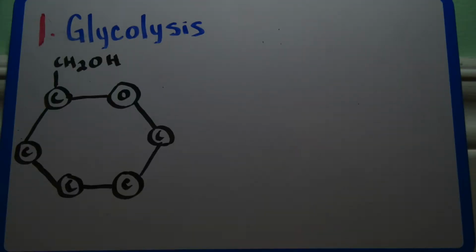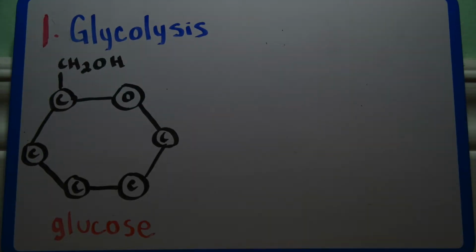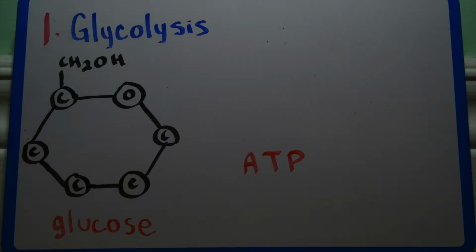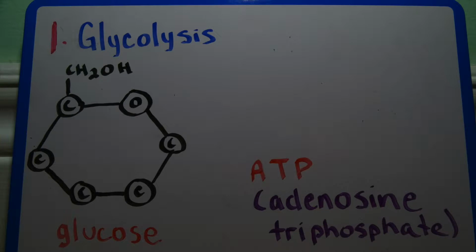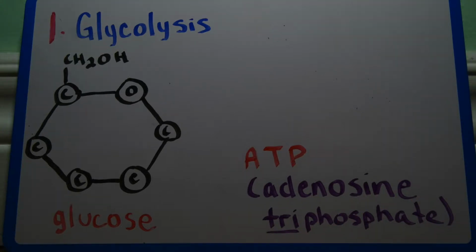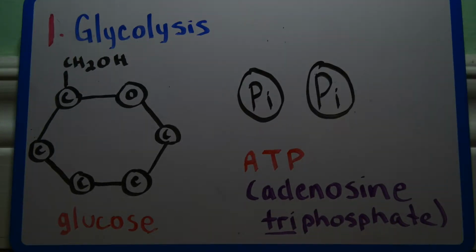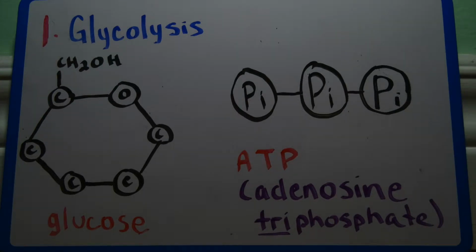There are 2 phases in glycolysis. The first is called energy investment. The reaction begins with the molecule seen here, a 6-carbon sugar named glucose. This comes from the food that you eat. The glucose will then react with a molecule known as ATP, or adenosine triphosphate. It is called that because there are 3 inorganic phosphate molecules attached together.